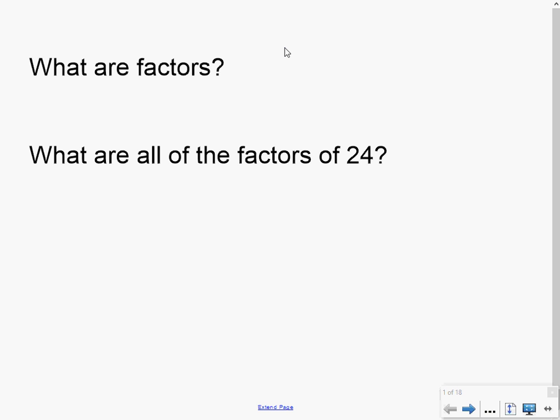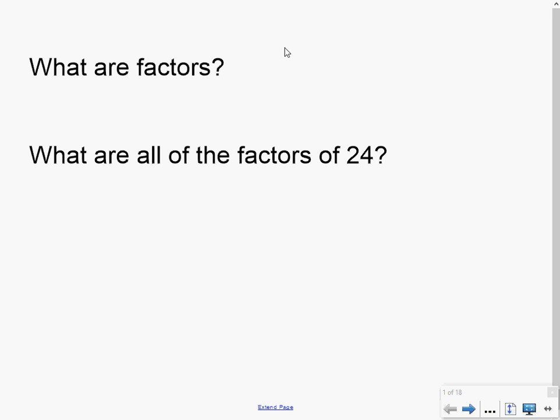Hi everybody, this is going to be our first Chapter 7 video, and we're going to talk about factoring. We're going to start off just talking about what factors are, and we're going to look at a specific example to discuss factors.